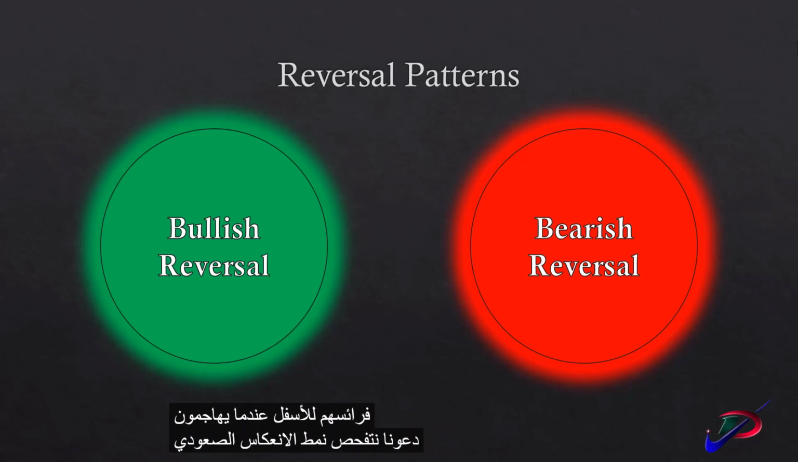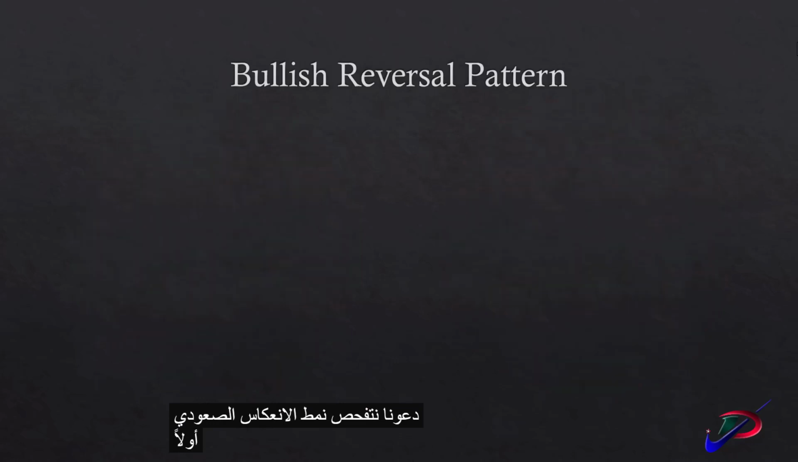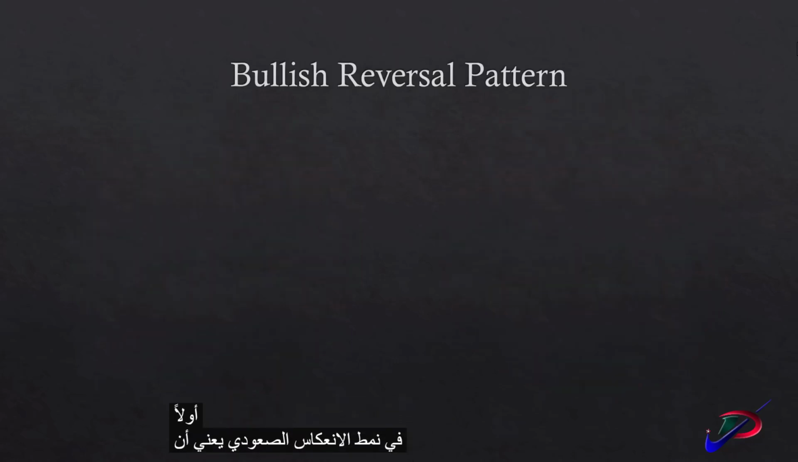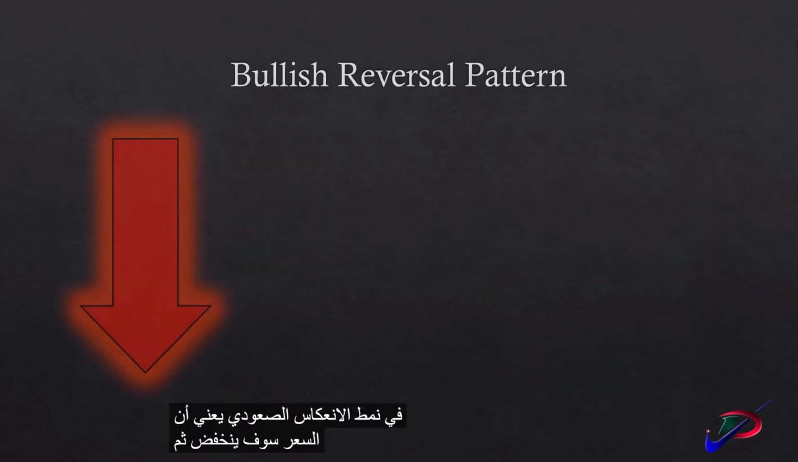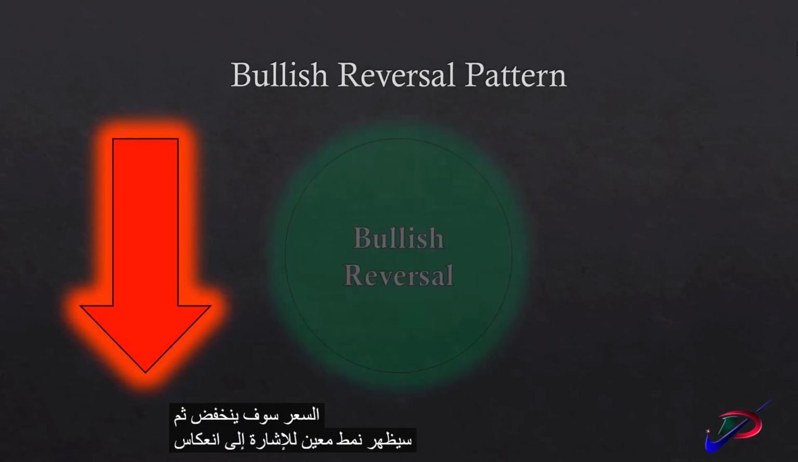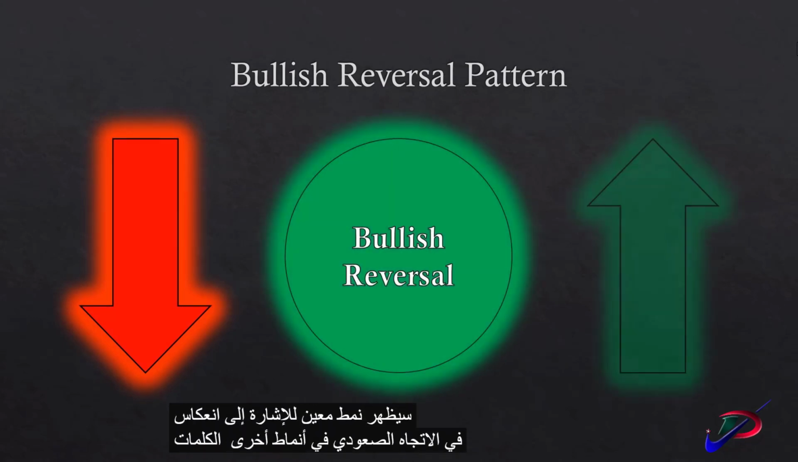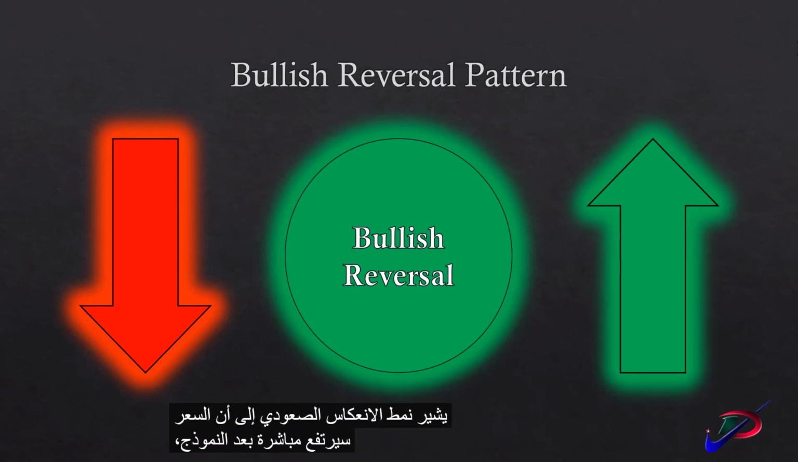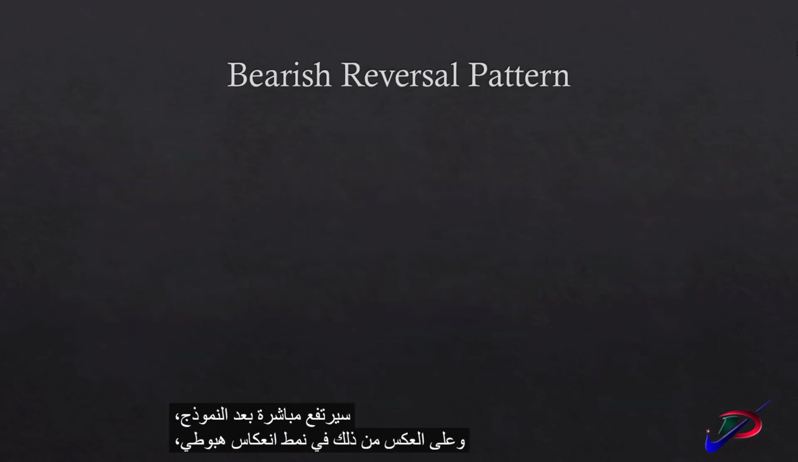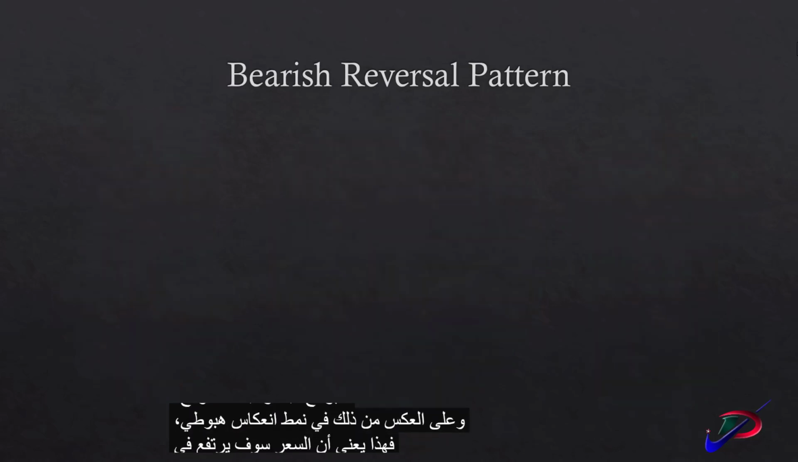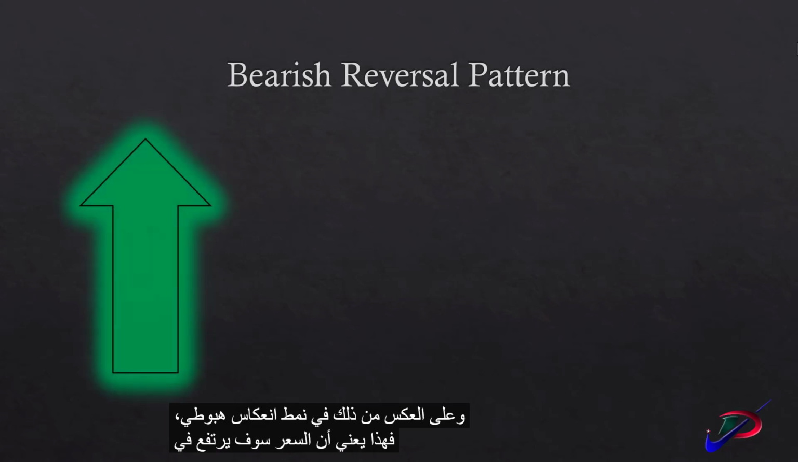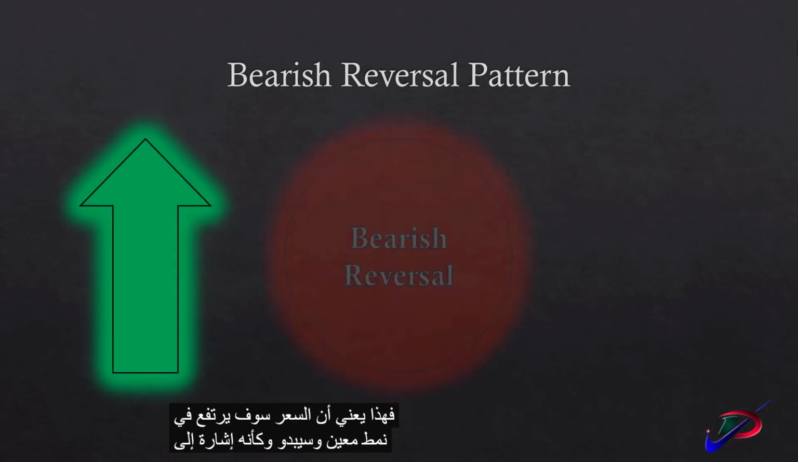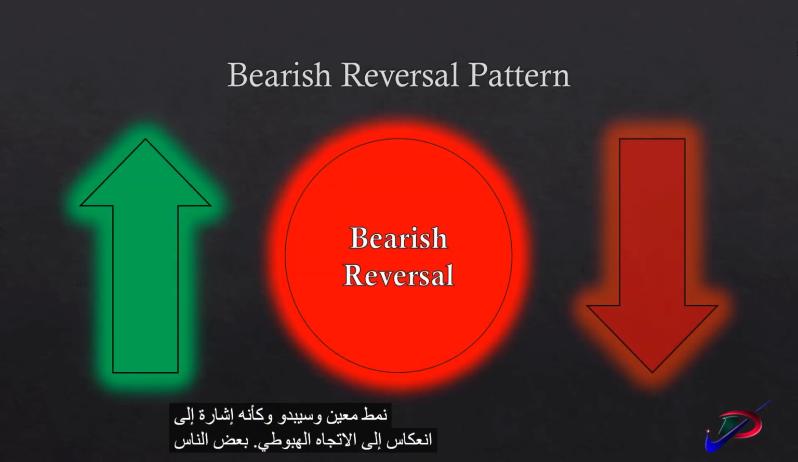Let's examine the bullish reversal pattern first. In a bullish reversal pattern, it means that price will be going down, then a specific pattern will appear to signal a reversal to the upside. In other words, the bullish reversal pattern signals that price will go up immediately after the pattern. Conversely, in a bearish reversal pattern, it means that price will be going up, then a specific pattern will appear to signal a reversal to the downside.